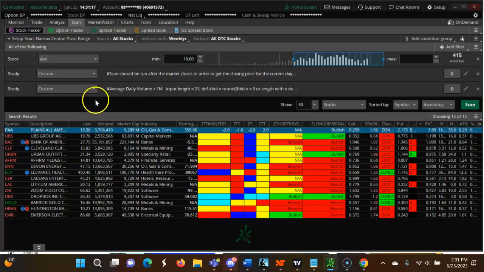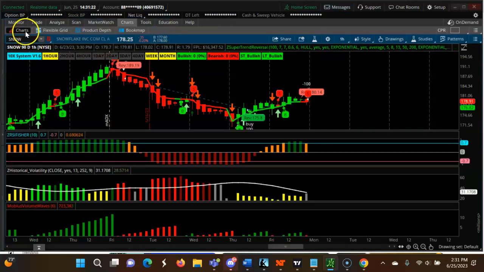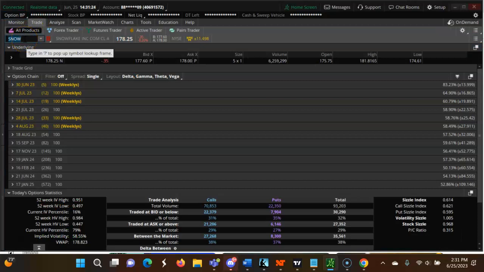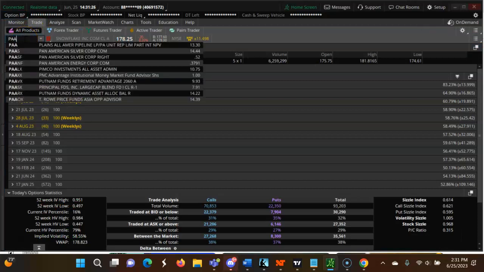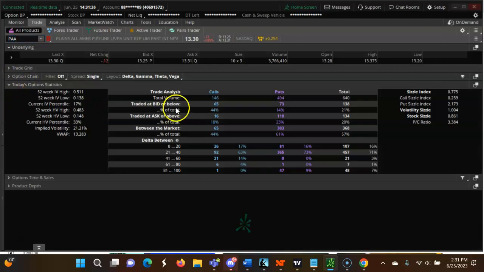Okay, PAA. Okay, there's not much. So if you see the put call ratio is positive, that means there's more number of puts. Okay, that's bearish.